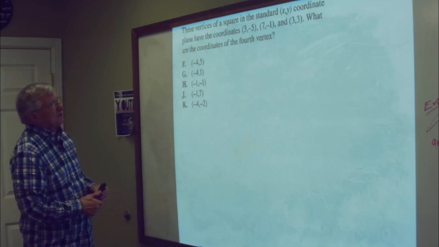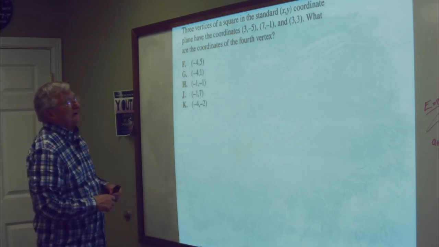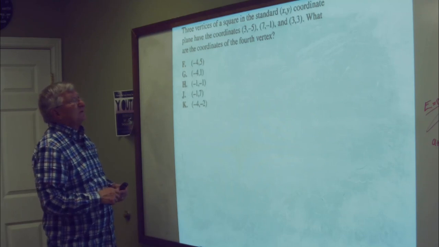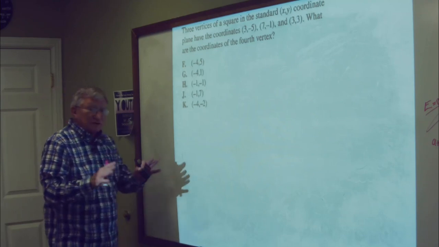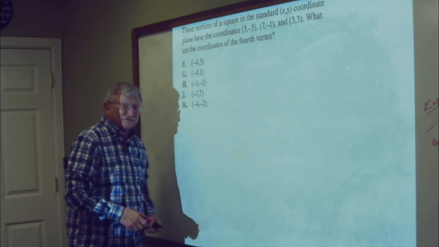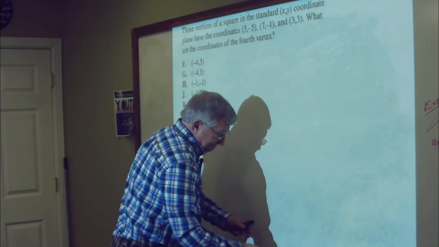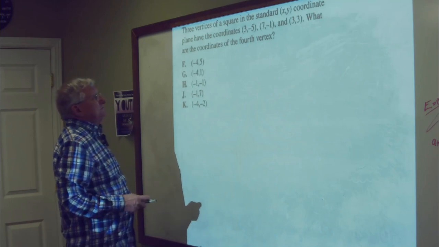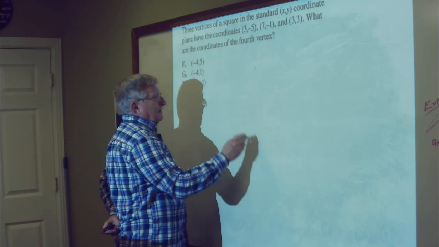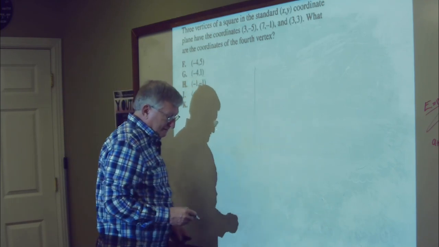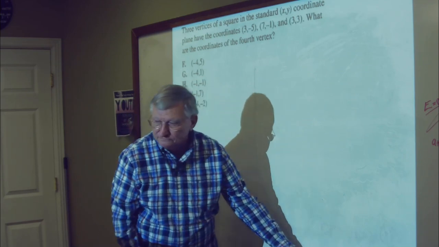Vertices of a square in the standard xy coordinate plane have the coordinates 3, -5, 7, -1, 3, 3. Find the coordinates of the fourth vertex. Don't just watch me work it. Stop this and see if you can do it yourself. So what you're going to do, of course, is plot these points. Uh-oh, a dried up marker here.